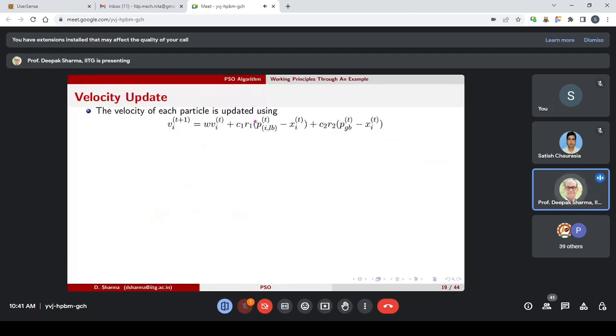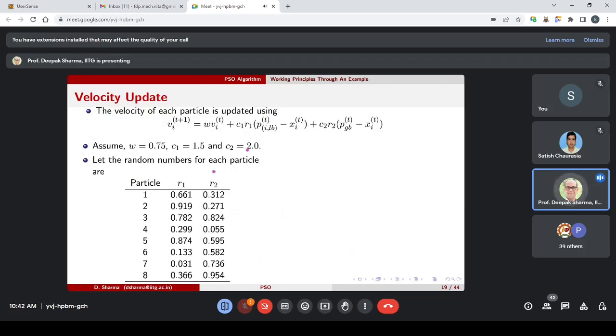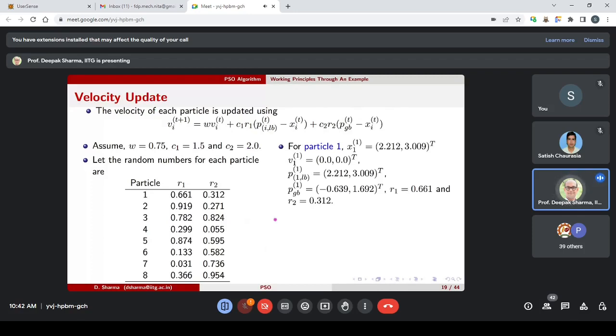Now we are in a position to update the velocity. This is the formula, which has 3 components. Let us assume that omega is 0.75, meaning we are going to take only 0.75 of the velocity component. C1 and C2 we have considered as 1.5 and 2.0. With the help of a computer, we generated some random numbers, R1 and R2. As you can see, for every particle I need 2 random numbers, which we created with the help of the computer. Now, with the help of this data, let us find the updated velocity.